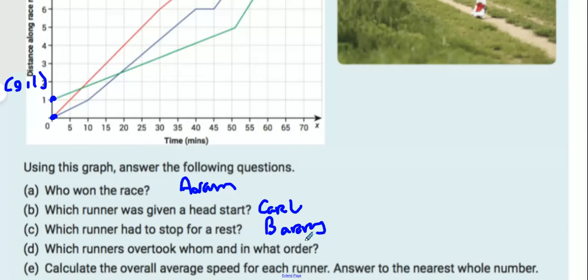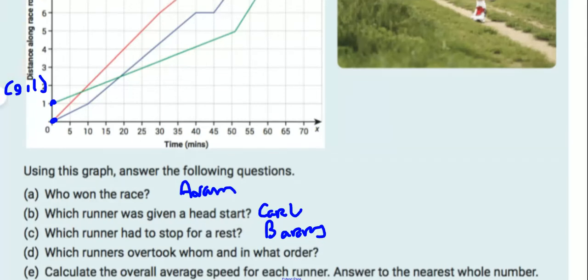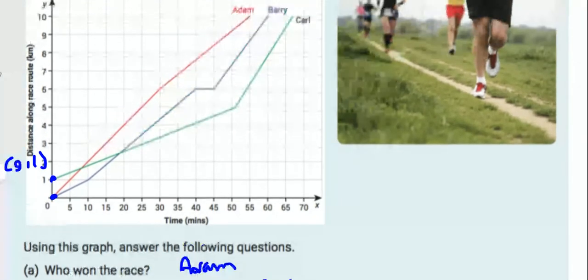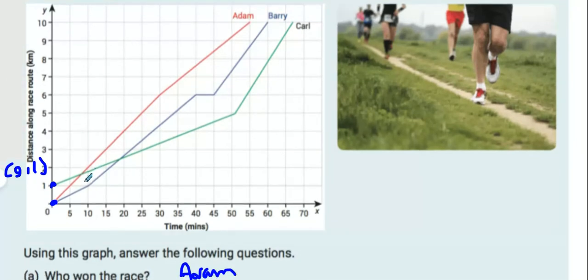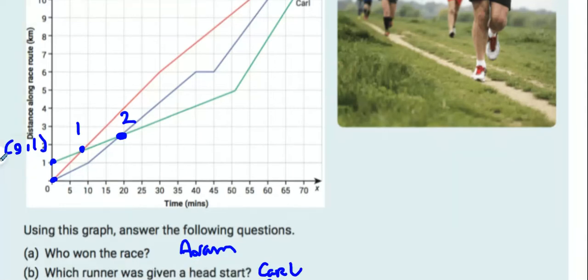Which runners overtook whom and in what order? So, this is the first overtake, is it? So this Adam overtook Carl, and then Barry overtook Carl, and that's it, isn't it? Just 2 overtakes. Okay.